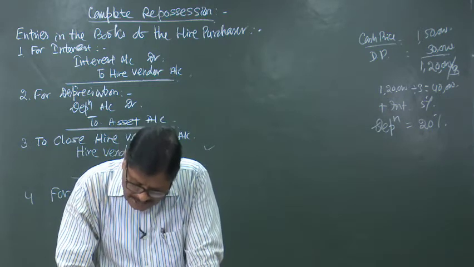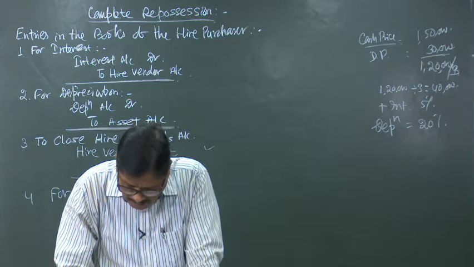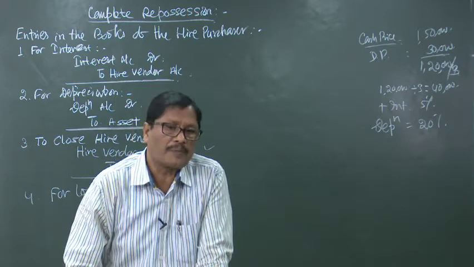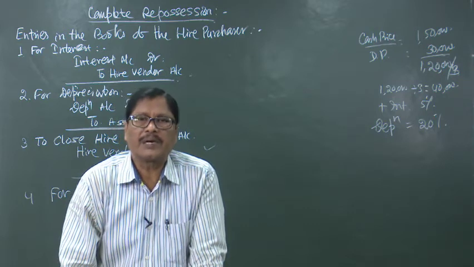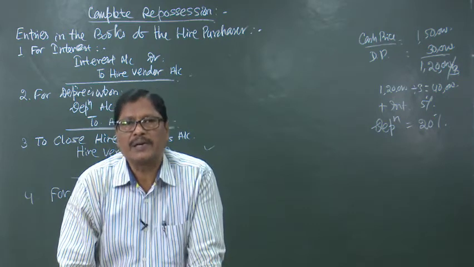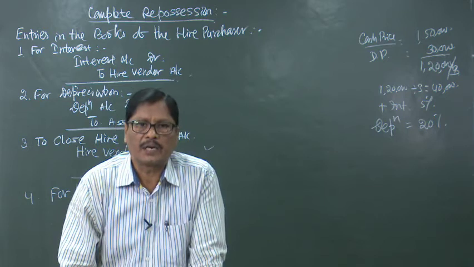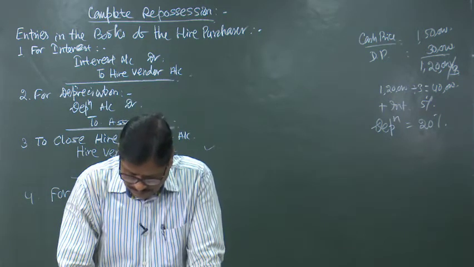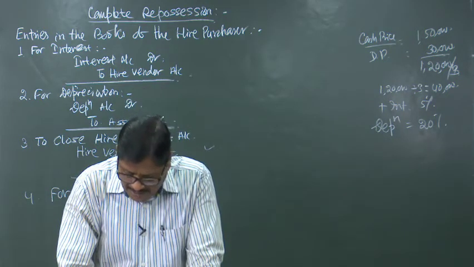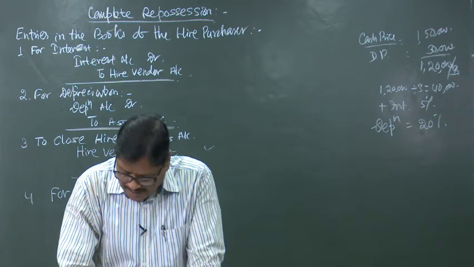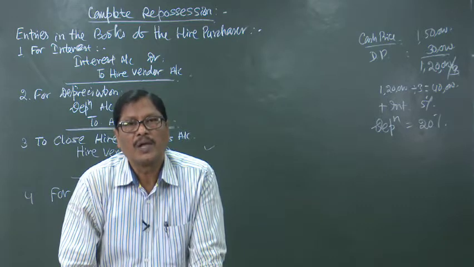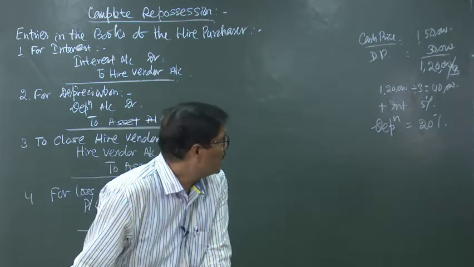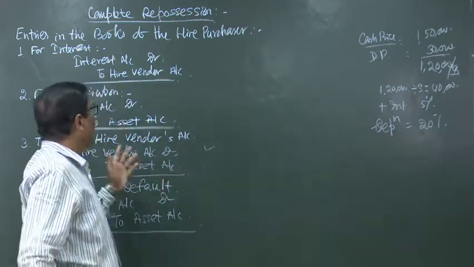X paid the first installment at the end of the first year, but could not pay the next. Just like the previous problem, here also the down payment has been made, the first installment has been made, but for the second installment there is a default, it was not paid. Y took possession of the car, spent 5,800 on the car and sold it for 80,000. That will matter when the entries in the books of the hire vendor are taken up.